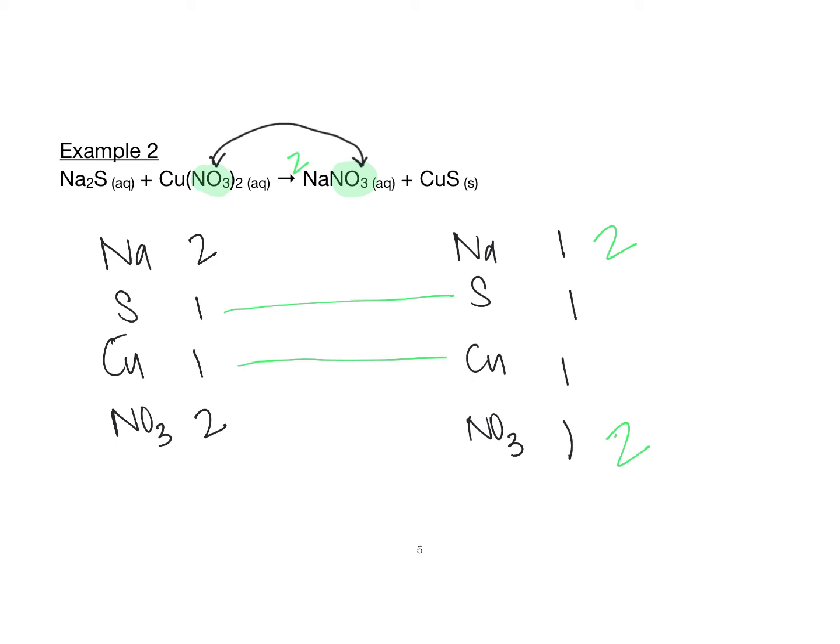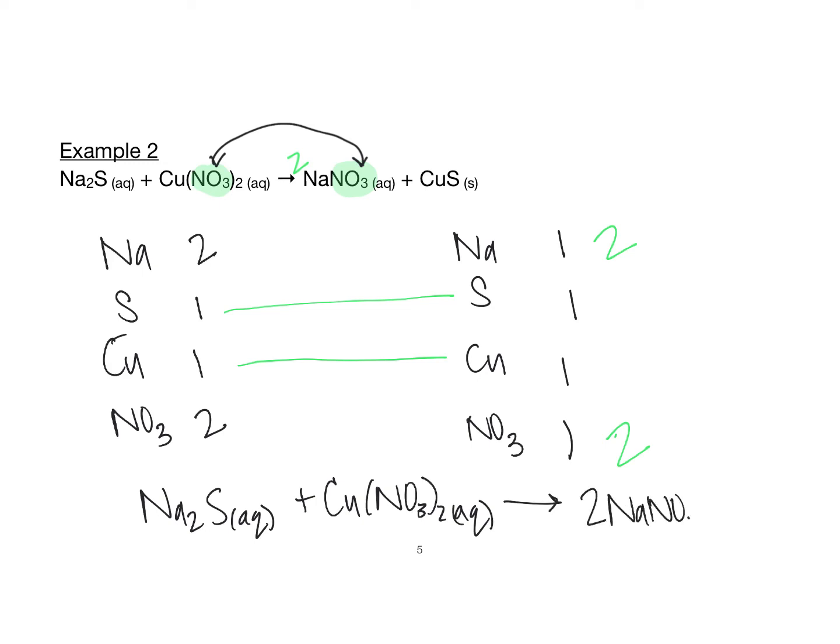So all we need to do is to rewrite our balanced chemical equation of Na2S aqueous plus Cu(NO3)2, also aqueous. And that gives us 2 NaNO3 aqueous plus CuS solid. And so that would be our final balanced chemical equation. So let's look at another example.